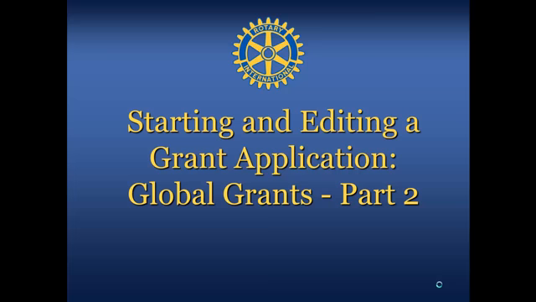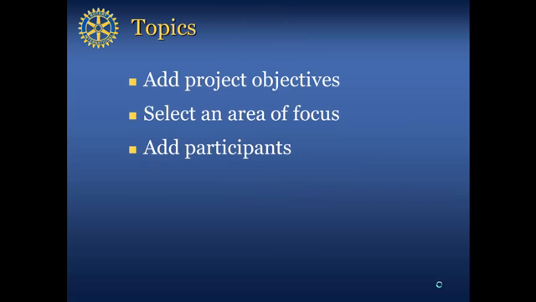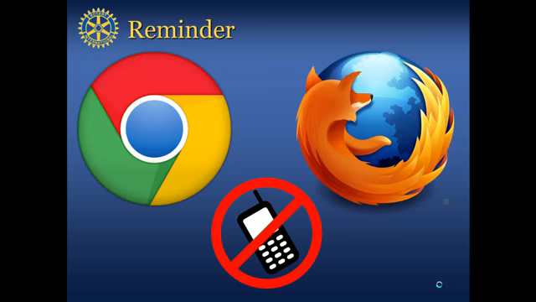This tutorial is part 2 of how to complete a global grant and will show you how to continue the application that you have just begun. By the end of this video, you should know how to add project objectives, select an area of focus, and add participants. The online system works best when using Google Chrome or Mozilla Firefox.